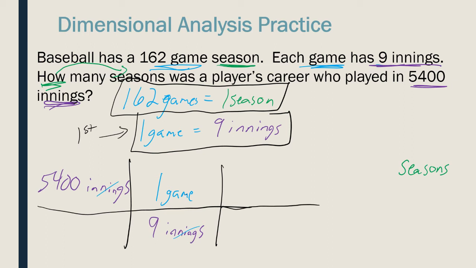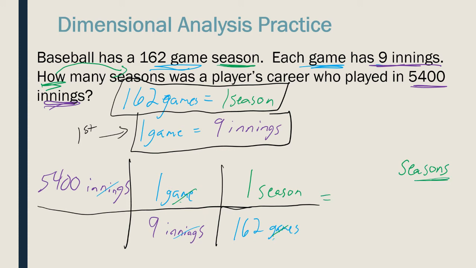Now we have games, and this one has games per season, so that's going to be helpful. We want to put that games in the denominator to cancel with the other one. And then in the numerator, we will have 1 season. So the games cancels. The season is the only thing that didn't cancel, which is good because that's what our answer is supposed to be.